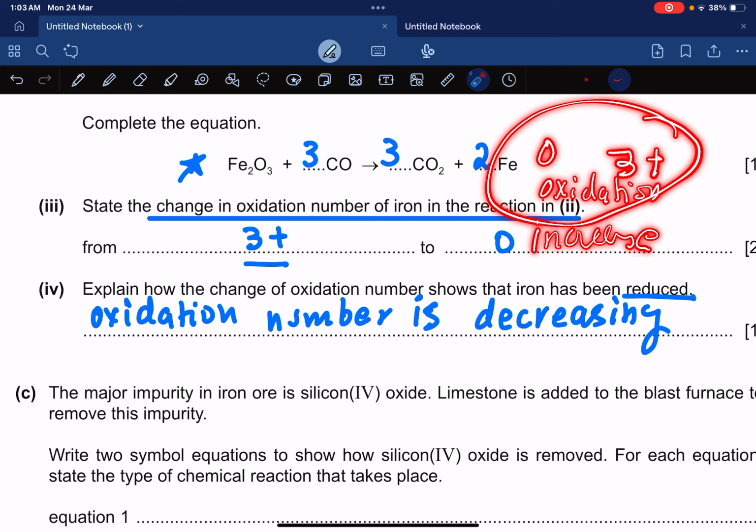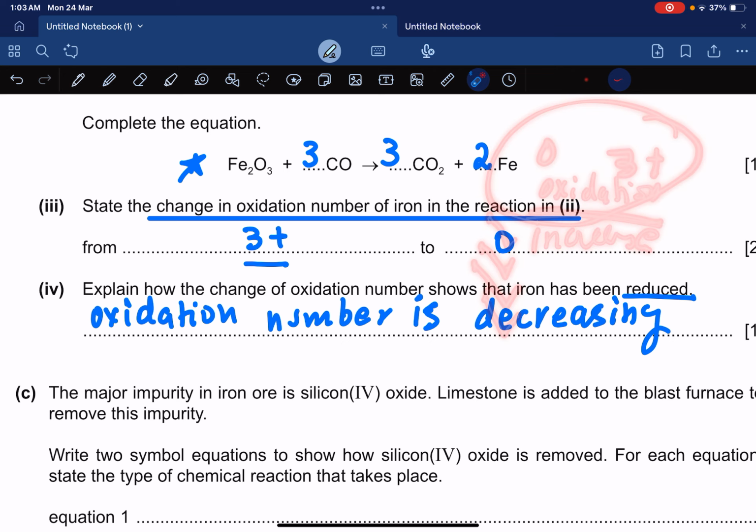अच्छा, learn all the definitions क्या है? Oxidation is an increase in oxidation number. Oxidation is loss of electrons. Oxidation is gain of oxygen. And oxidation is loss of hydrogen. ये 4 definitions है, learn कर लें.